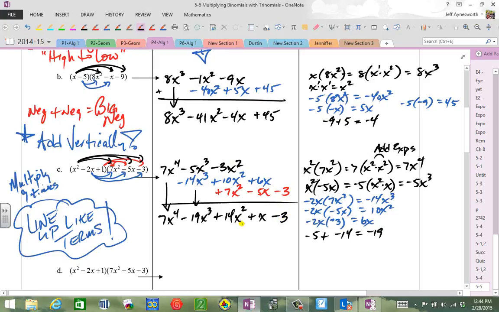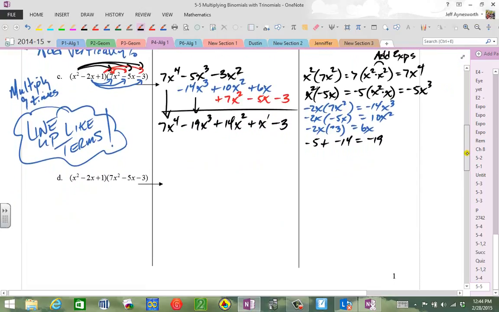And again, add vertically. Line up like terms and add vertically, and this stuff's easy. Fourth degree, third degree, second degree, first degree, and then constant, which is your 0 degree term. All right, descending order, as I keep on saying throughout the video. Okay? And that's all there is to it. So let's continue here.